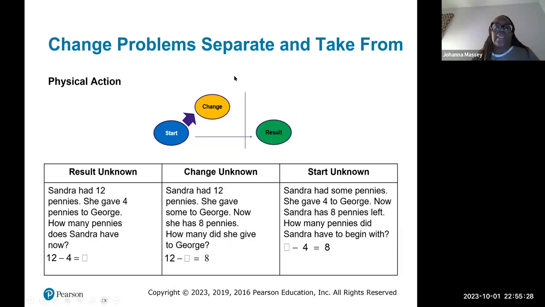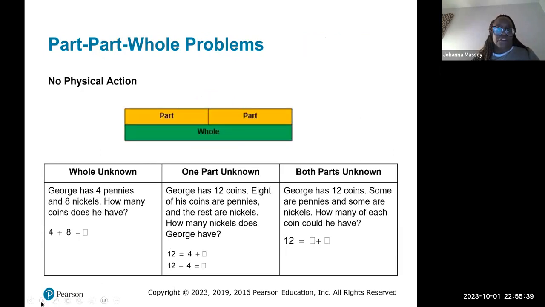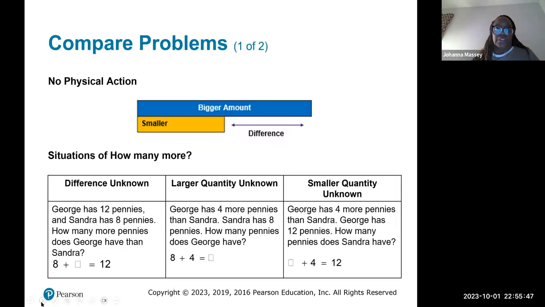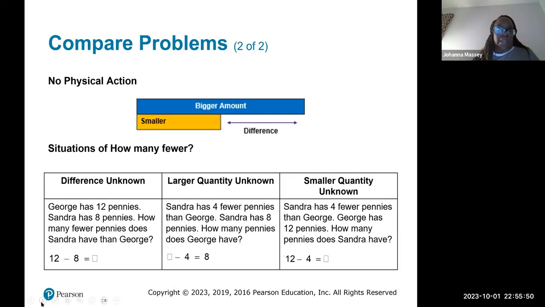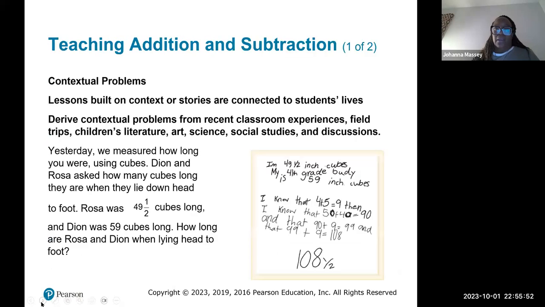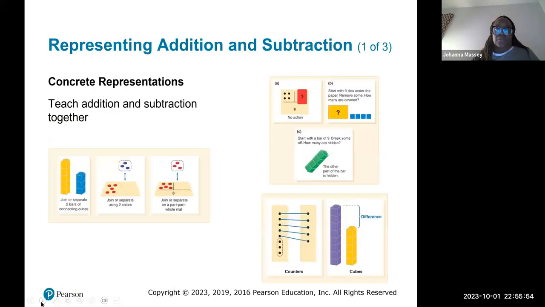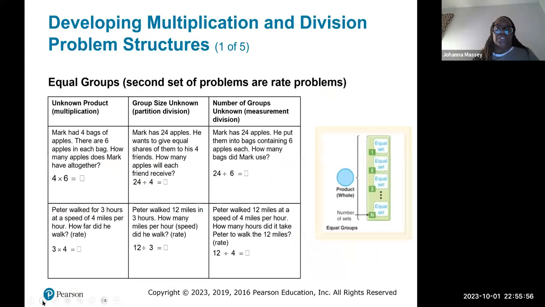So when you're drawing these things out, I want you to make your own problem, and it must be result unknown, change unknown, start unknown. And I want you to do the same thing for part-whole relationships: whole unknown, one part unknown, both parts unknown. And we'll go on to the compare problems. I want you to do that. And then when I get back, we'll go into the multiplication aspect. And then after that, we'll do place value.